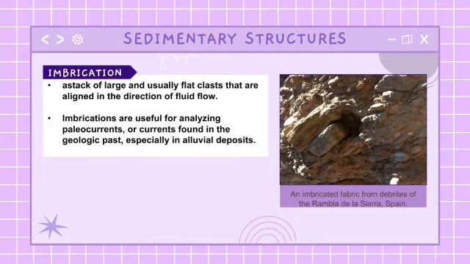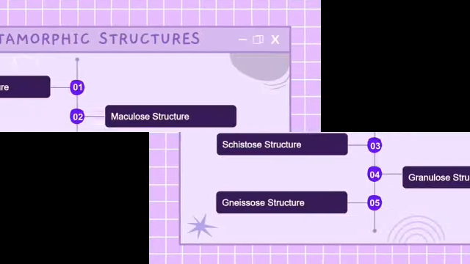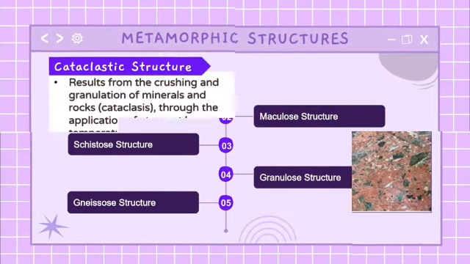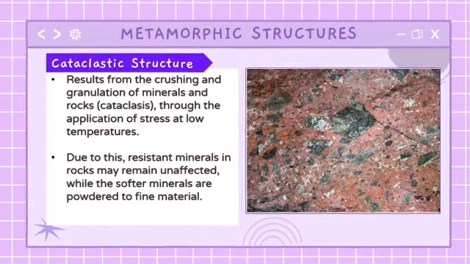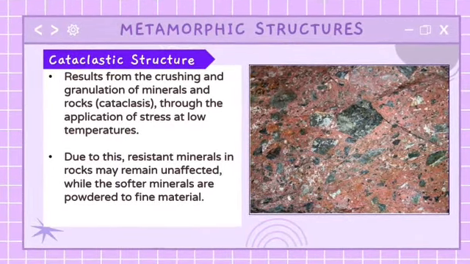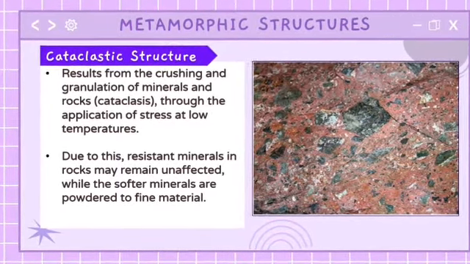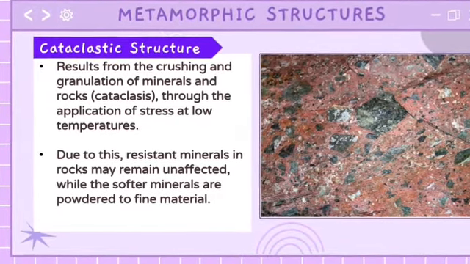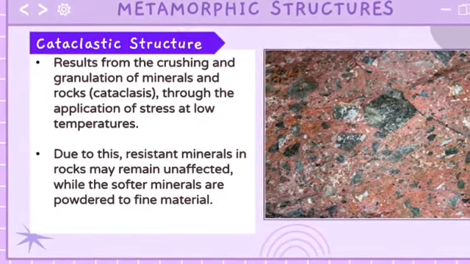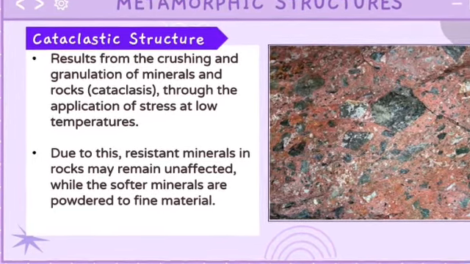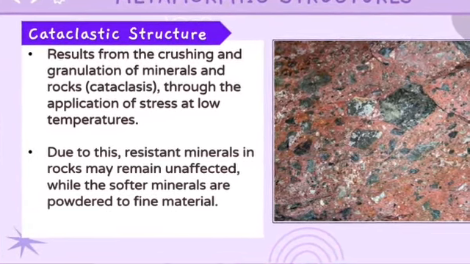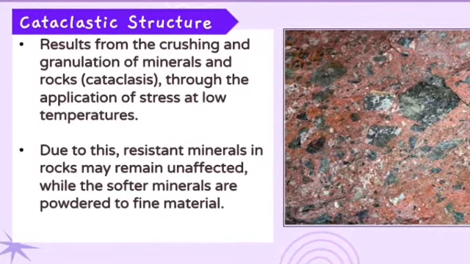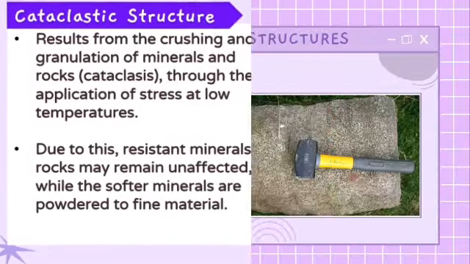Now, let's go to metamorphic structures. We have cataclastic, schistose, gneiss, maculose, and granulose structure. First one is cataclastic structure. These structures result from the crushing and granulation of minerals and rocks or cataclases through the application of stress at low temperatures. Due to this, the resistant minerals in rocks may remain unaffected while the softer minerals are powdered to fine material. So, here is a picture of a cataclastic structure.